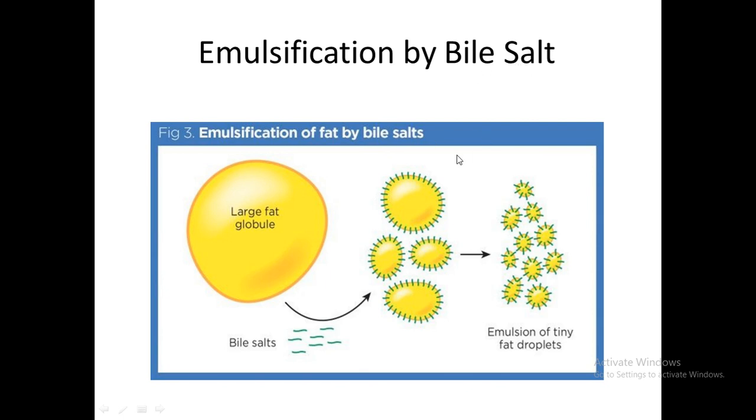So this bile salt does what? The bile salt will break the big or large fat globules. So fats are also there in the food, so these fats need to be broken down into simpler ones. These large fat globules will be broken into a simpler form of fats by the bile salts, and these small fats are known as emulsified fats, or an emulsion of tiny fat droplets.